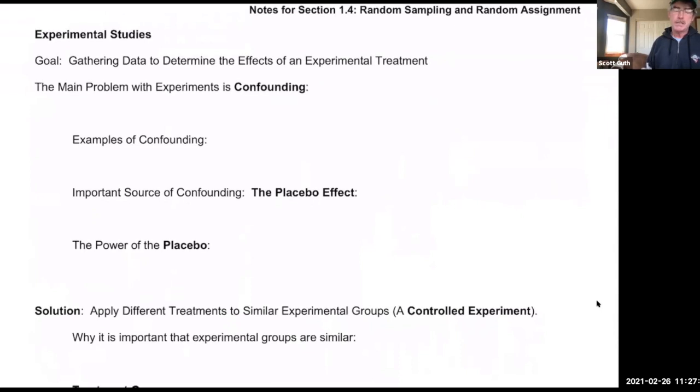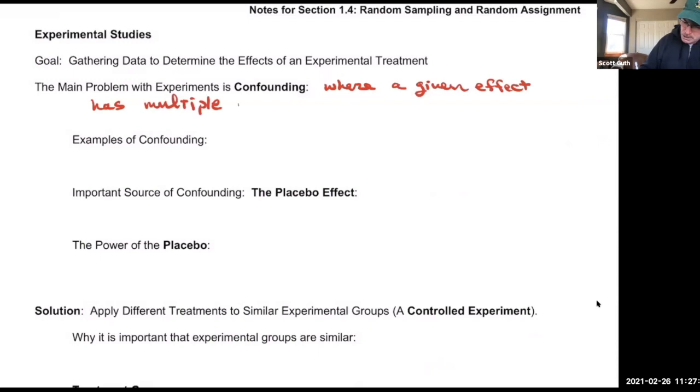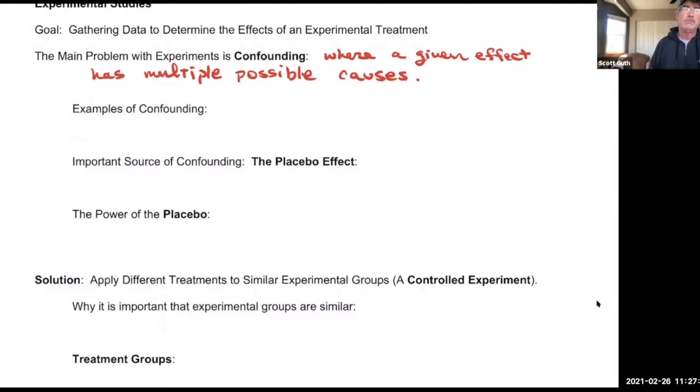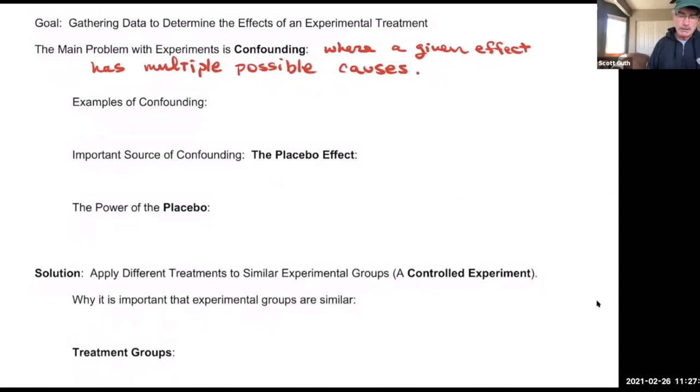Last thing, experiments. Here, the goal is to gather data to determine the effects of an experimental treatment. The main problem with experiments is confounding. This is where a given effect has multiple possible causes. So you can't make a cause and effect statement when there are multiple possible causes, and you don't know which one's the real cause. And sometimes it's multiple causes, two causes for an effect, and they have to both happen. So that's confounding.